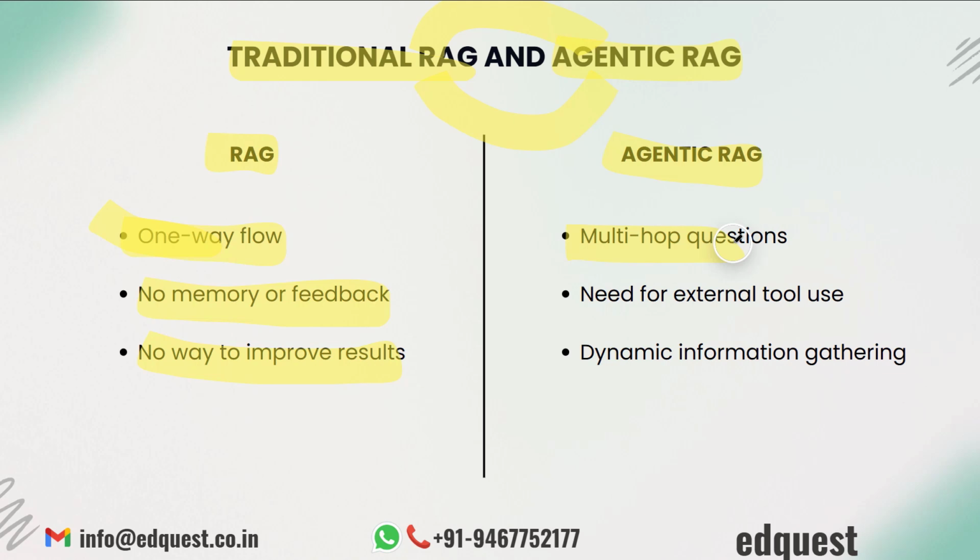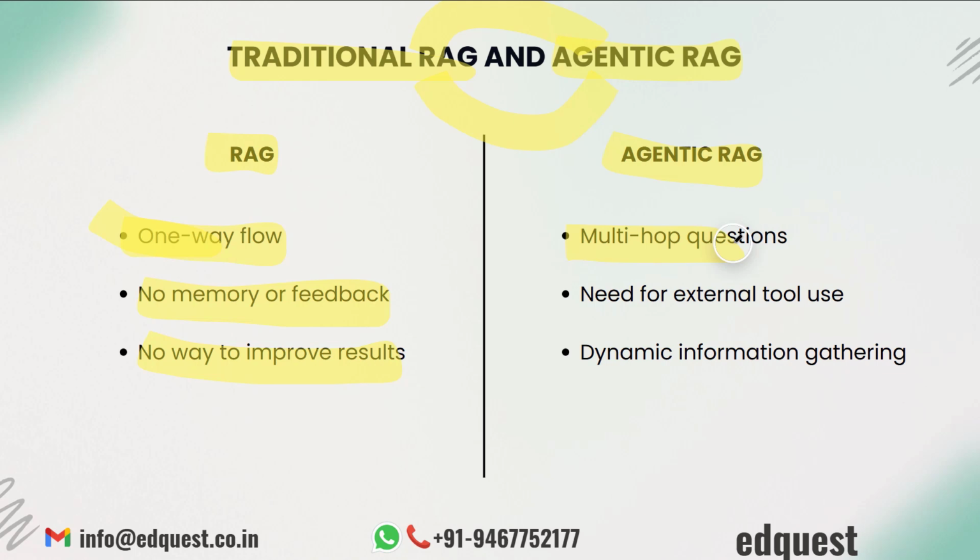Imagine you ask a complex question that requires multiple steps to answer. For example, what is the capital of the country that won the last FIFA World Cup, and what's the average rainfall there in July? An Agentic RAG system is designed to handle these multi-hop questions. It acts like a detective, breaking down the problem into smaller, manageable steps.